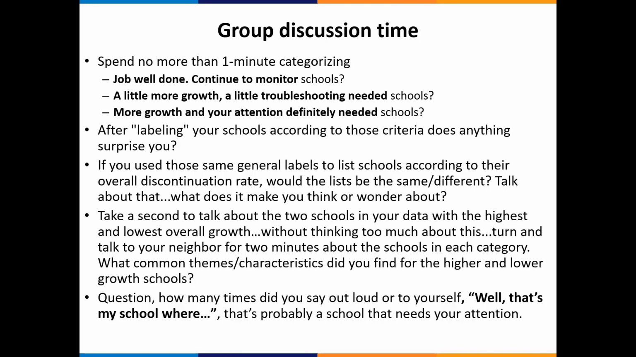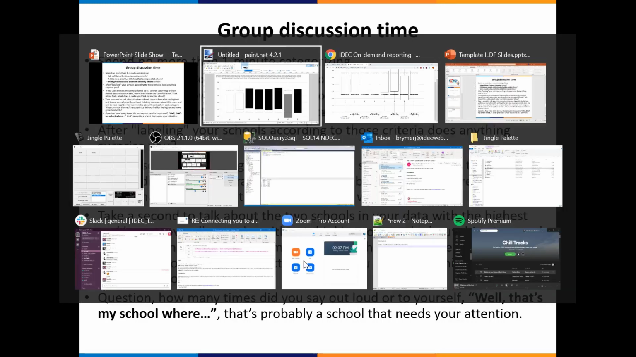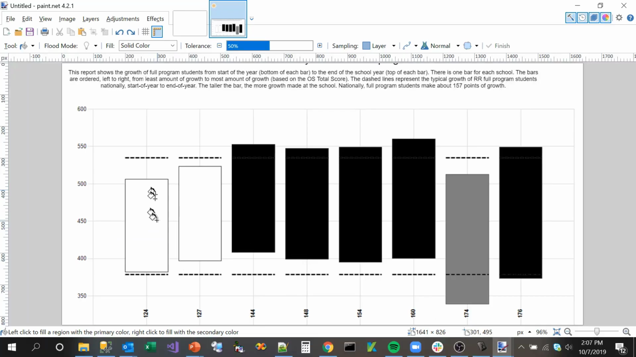If we go back to our example schools, these white bars are probably our "well, that" schools. Well, that's my school where such and such. This might be a "well, that" school, but I don't know. I think this is a kindergarten school, or a high poverty school. So if you utter the words, well, that's my school where, that school definitely needs your attention.